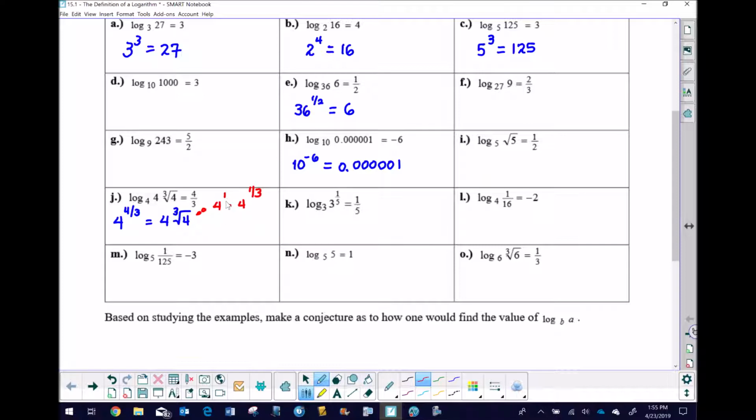All right, and what happens whenever you multiply like bases? You do what to the exponents? You, of course, add the exponents. You guys know that, right? And you get 4 to the 4/3. So it's legitimate.